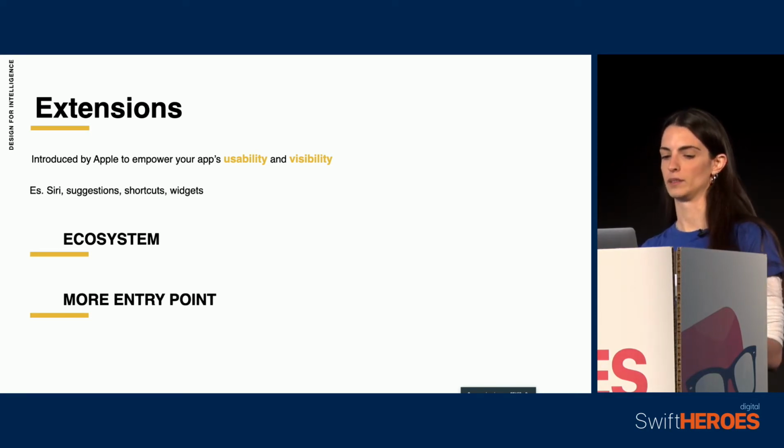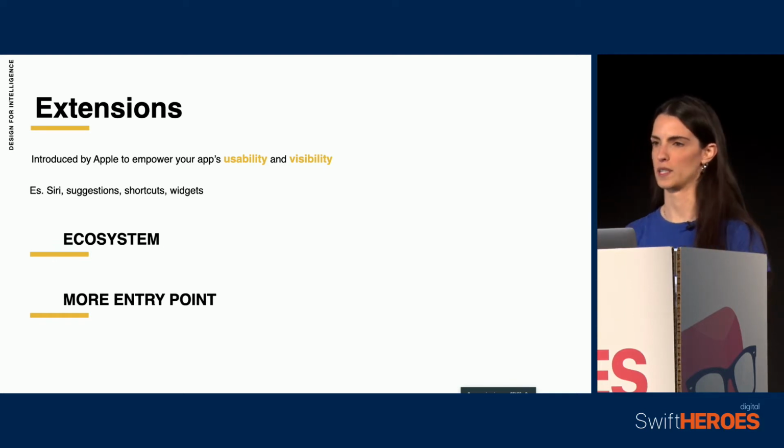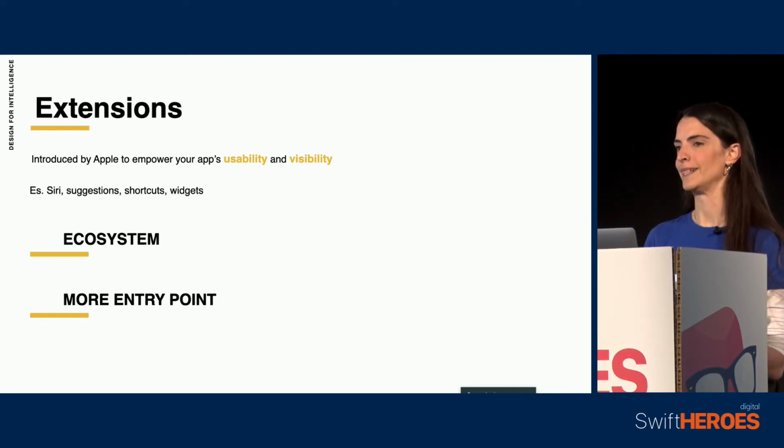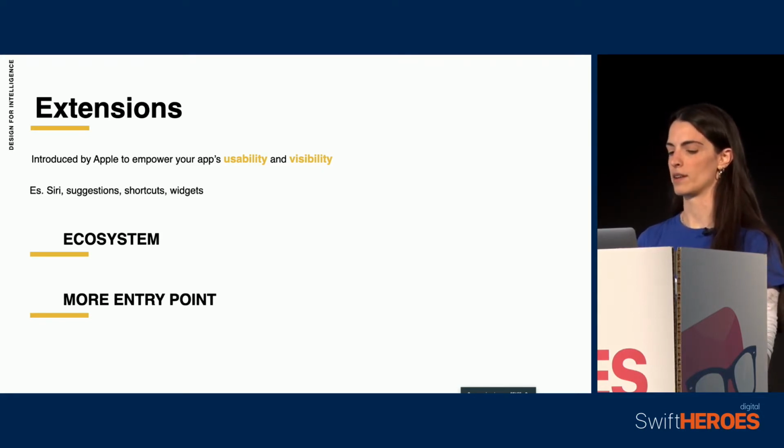If you think about it, you can access an app through Siri suggestions, shortcuts, and widgets. All these extensions conform to the paradigm of the design for intelligence. If you think, for example, about Siri suggestions, they make us reach our goal faster, but they are different if you look at different devices for different users, because they change and adapt to the user.